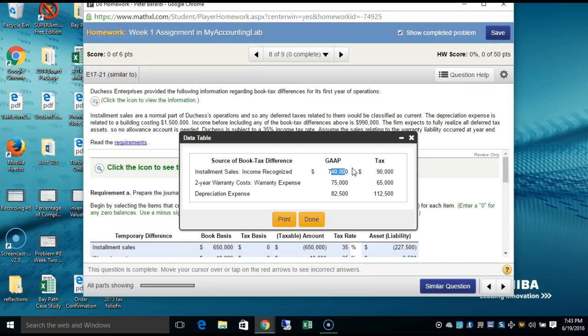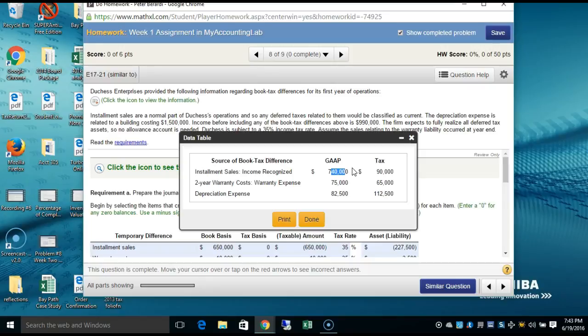The 2-year warranty cost of warranty expense is $75,000 in GAAP versus $65,000 in tax. Similar to installment sales, we can't recognize warranty expense for tax purposes unless it's actually paid. But under GAAP, we can accrue for it with the income or the revenue generated per GAAP. We can assign a warranty expense to that revenue. So let's talk this through.